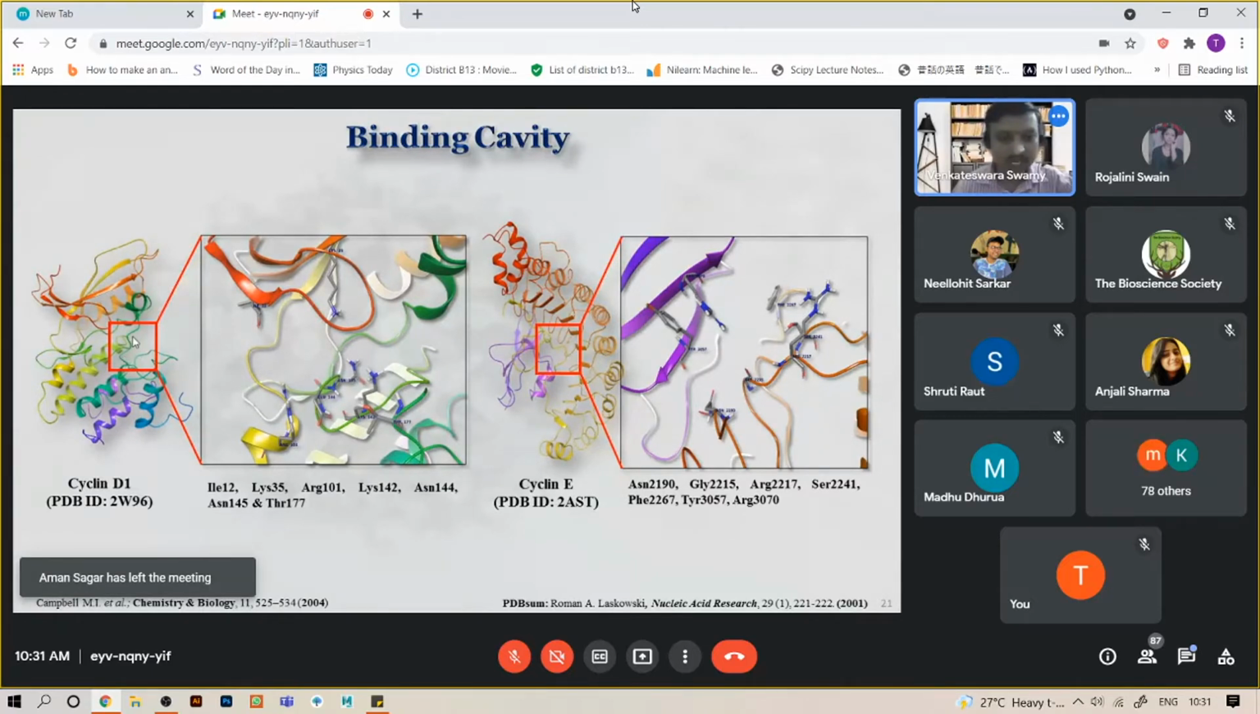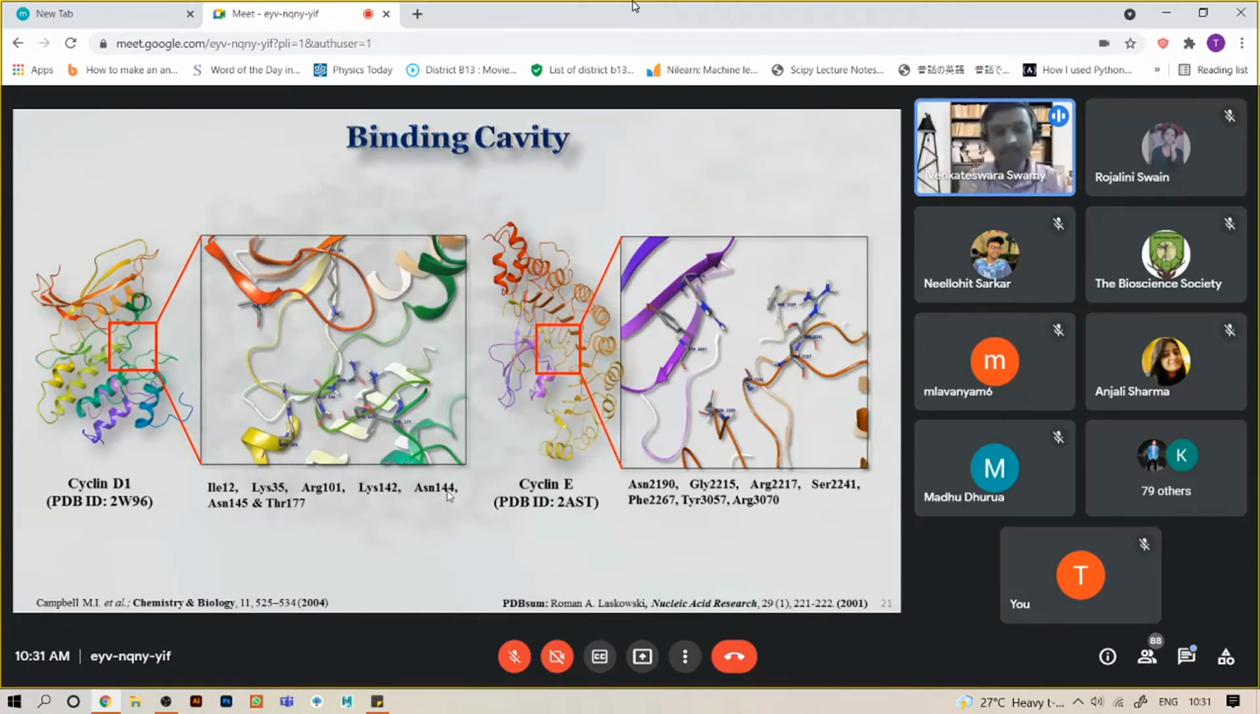The compound can also bind in this phase, with isoleucine and then lysine, arginine, lysine, and asparagine 145 and then threonine 177. In the same way, some of the amino acids may be seen according to the main backbone chain of the protein, it is asparagine 2190. So these numbers indicate the amino acid number. Amino acids make up the length of the chain. When it is folded, we have these amino acids completely.